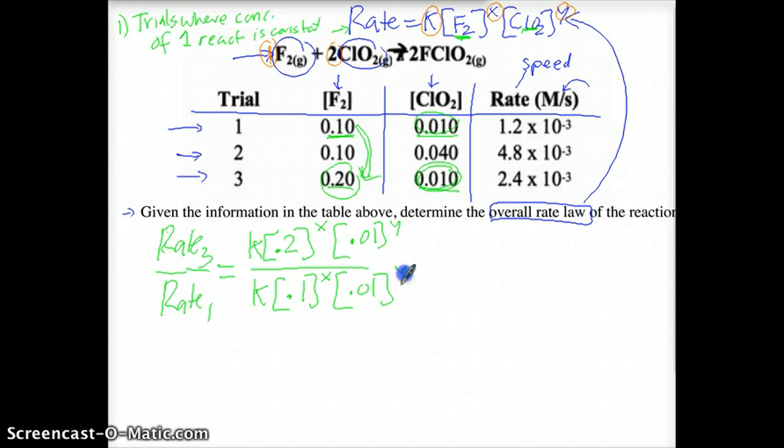So now, why was this important? Why did I do this? Well, I can cancel some stuff now. I have K on the top and bottom. Those cancel. I've got to be careful here.